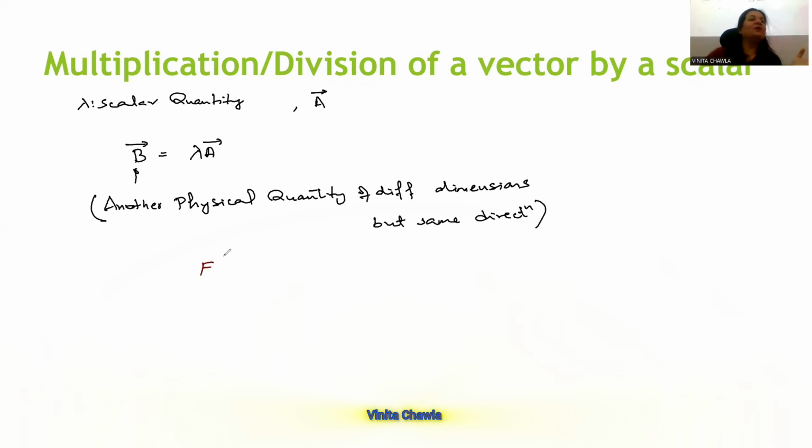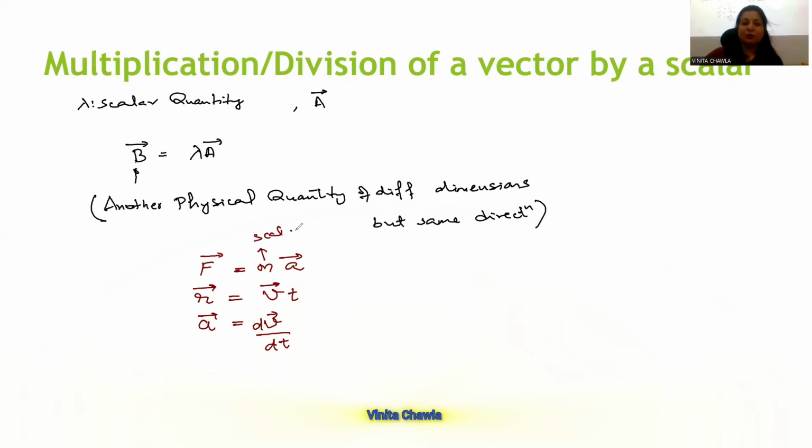force. In work, we have two vector quantities where we take the dot product, so we cannot consider that. But force is mass into acceleration, and displacement is velocity into time. Velocity is displacement upon time, it's the same thing. Acceleration is the vector dv upon dt, velocity upon time. So here mass is a scalar quantity.